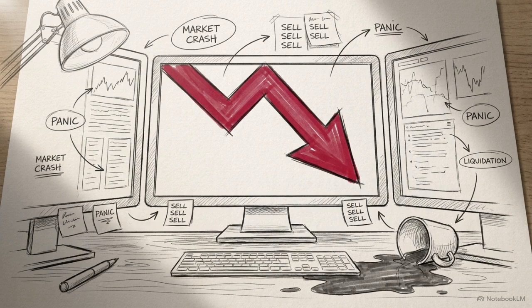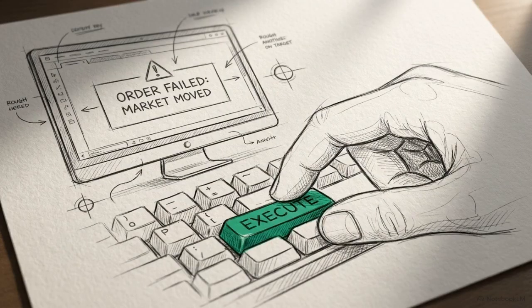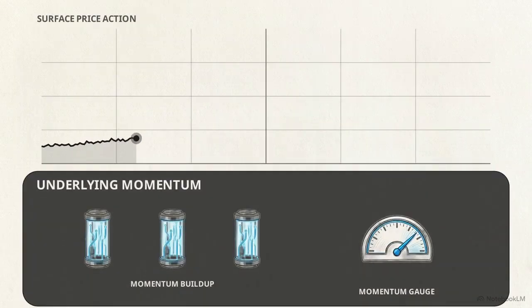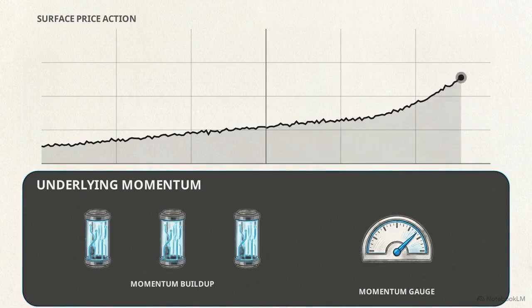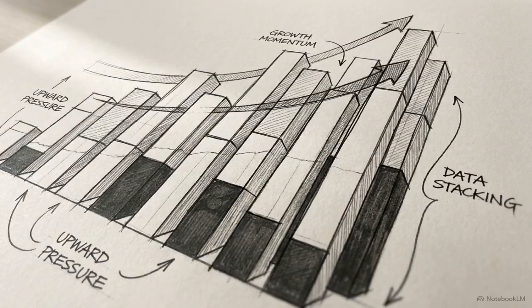By the time a massive candle closes and the trend is obvious on your screen, the best entry points have usually passed, because you are reacting to what has already happened. To solve this, traders usually look beneath the surface to measure market momentum, attempting to gauge the actual strength driving the price up or down. But even momentum takes time to build.